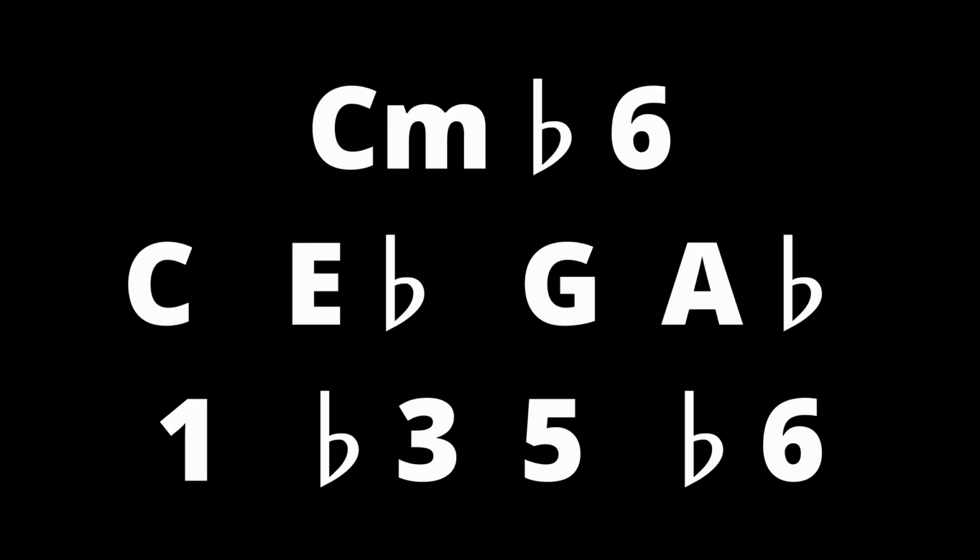The flat 6th note is therefore A flat. So if we add this to the C minor chord, we get a C minor flat sixth with the notes C, E flat, G, and A flat. Let's have a listen to C minor sixth and C minor flat sixth chords played after one another to appreciate the difference.